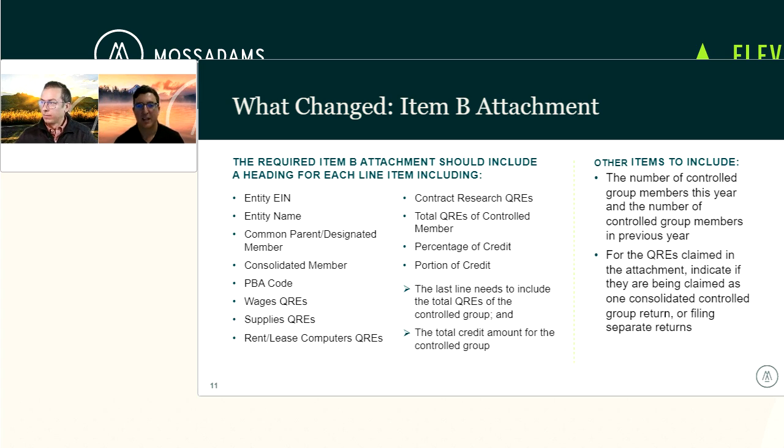And you have to indicate if the qualified research expenses are being claimed as one consolidated controlled group return or if they are filing separate returns. There's also some naming conventions that are very specific for those that are e-filing that you have to follow as well. So again, the whole concept of a controlled group isn't new. Even a statement isn't new, but the extensiveness of the statement itself is something that's a little bit different than what you might have seen in the past.